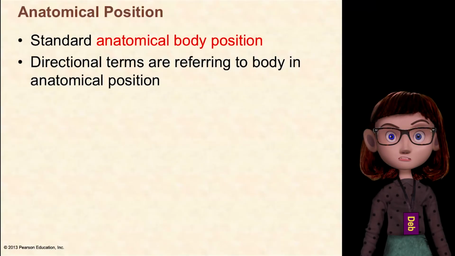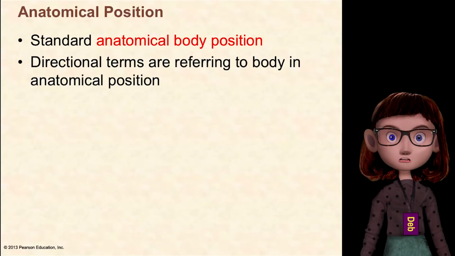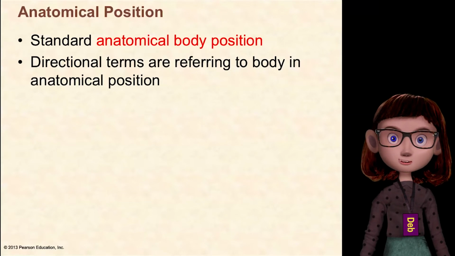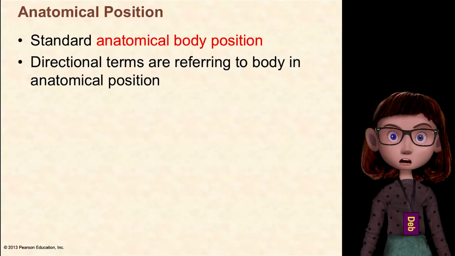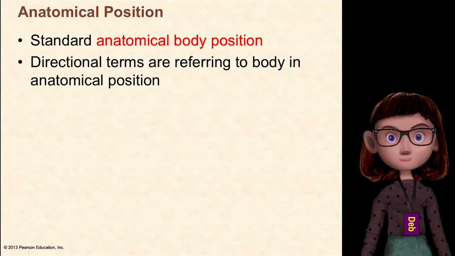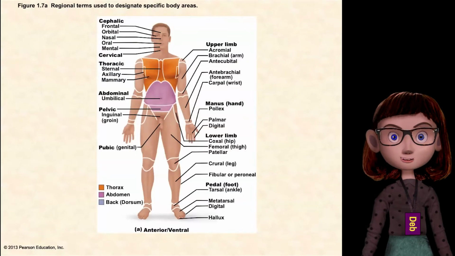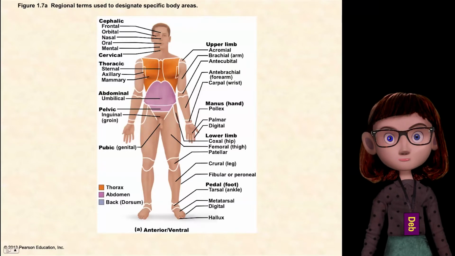Hi everybody, this is Chapter 1, Part B, and this part of the chapter is discussing anatomical position. There is a position that the body takes that we call standard anatomical body position. And all of the directional terms that we're going to be discussing are referring to the body that is in this anatomical position. The regional terms that we use to designate specific body areas include cephalic.